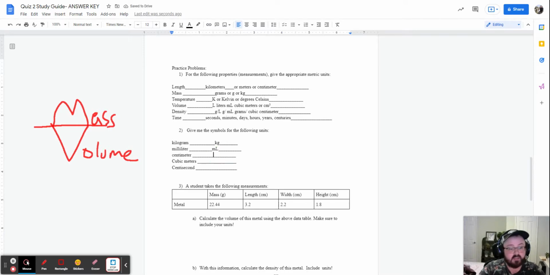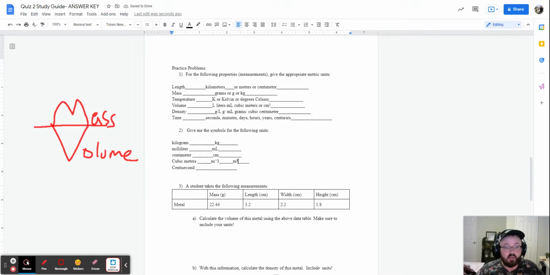Centimeter, again, centi is a lowercase c, meter, lowercase m. Cubic meters. So when we say cubic, that is to the third power. So we have meters to the third power. If you were typing this out, which you won't be, since you'll be handwriting your quiz, you can press Shift and 6 and give me a little caret. You could give me that. I'm just going to copy and paste it. Give me that. Don't care.